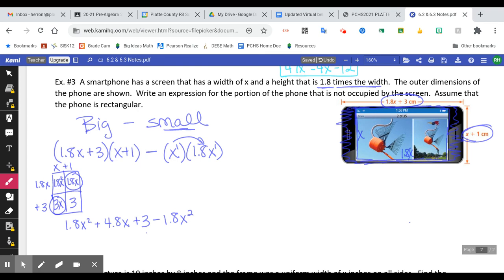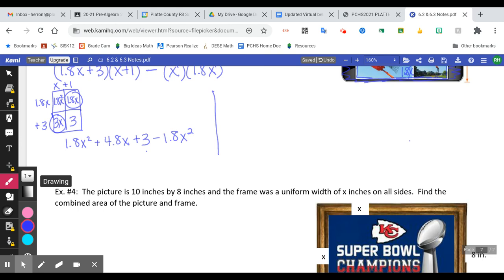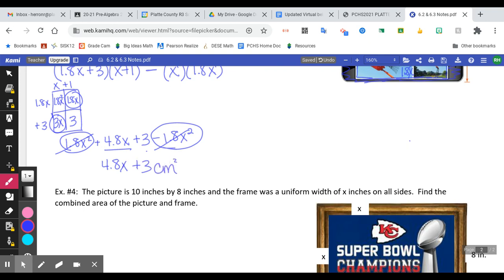Now we can put our terms together. We have x squared first, so 1.8x squared minus 1.8x squared means those cancel. That leaves us 4.8x plus 3, and the label we had was centimeters. Since it's area, it's centimeters squared.